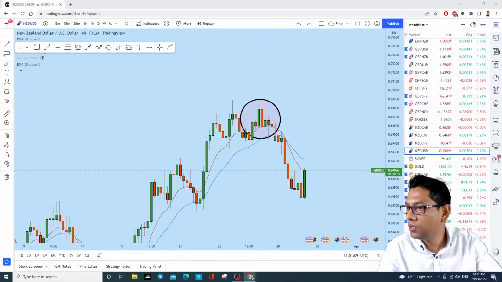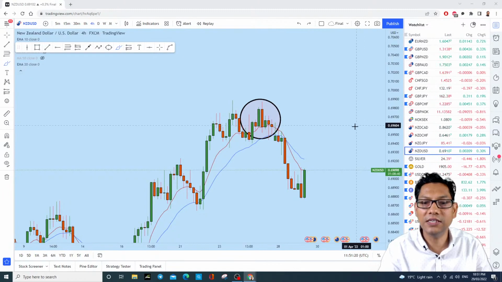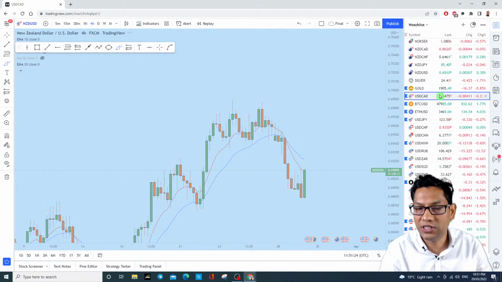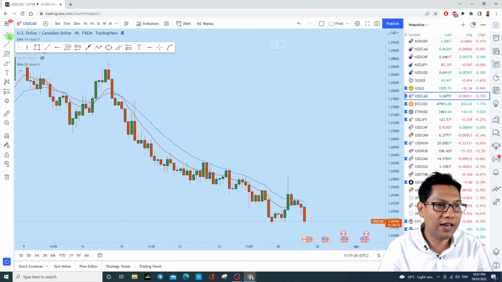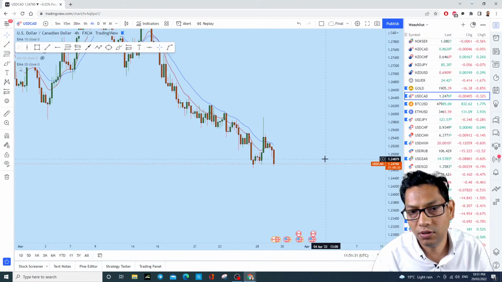And also Ahmed in USD CAD is ready to take the buy. I see 2 pin bar. Ahmed, don't make this mistake. It's a bearish market. Let me analyze USD CAD. Okay, let's see what's happening with the USD CAD. All right, USD CAD, I think that it's ready to sell.